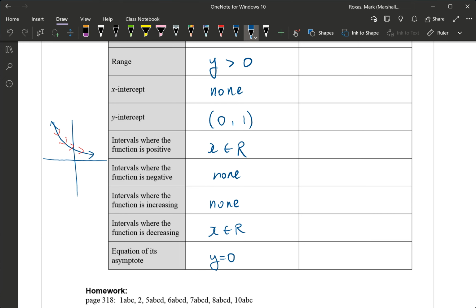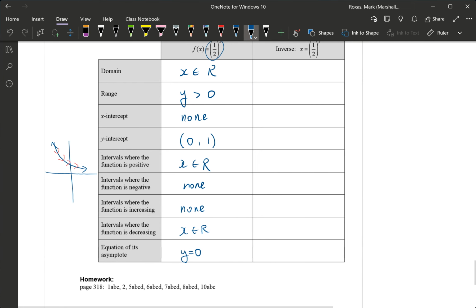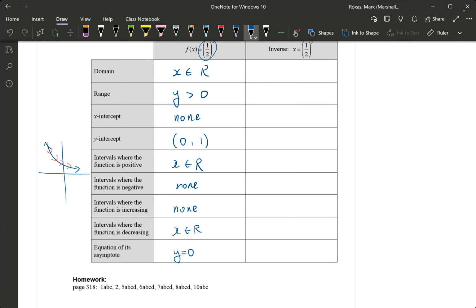Right? Now, if we were to take the inverse, things are interesting, right? The domain of the function is the range of the inverse. So now I'm going to write here, y is every real number, right? And the range of the original function becomes the domain of the inverse. So it's going to be x greater than 0. The y-intercept gets reflected over the line y equals x, so the y-intercept becomes (1, 0), which is the x-intercept of the inverse. If there's no x-intercept in the original function, then there is no y-intercept of the inverse. Okay.